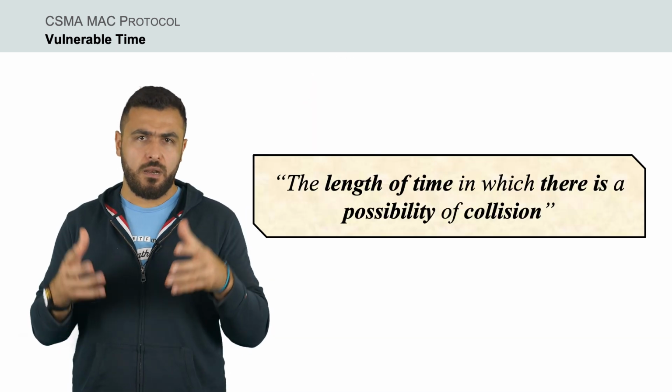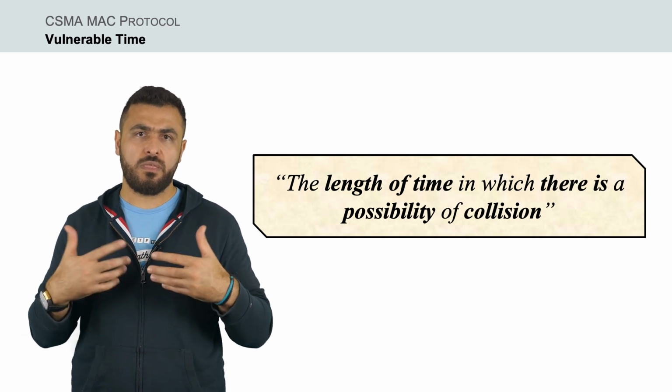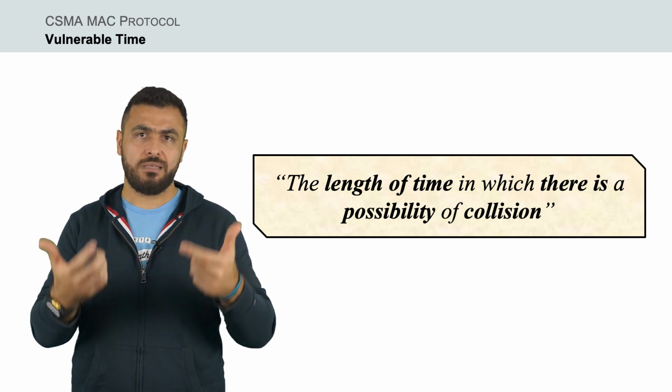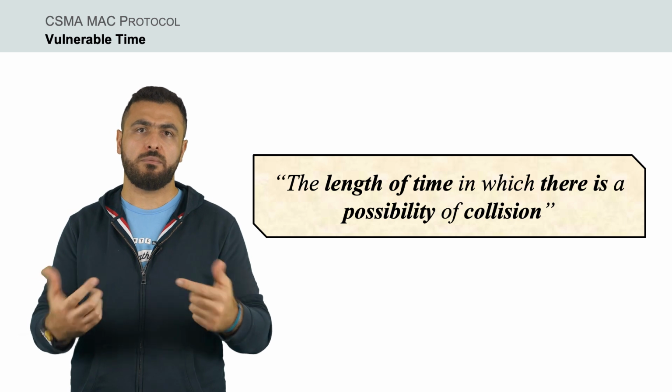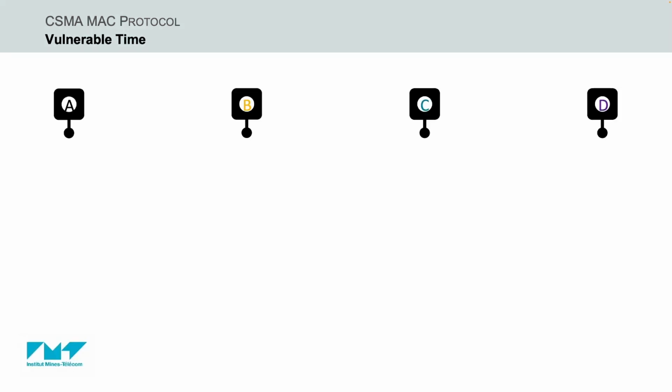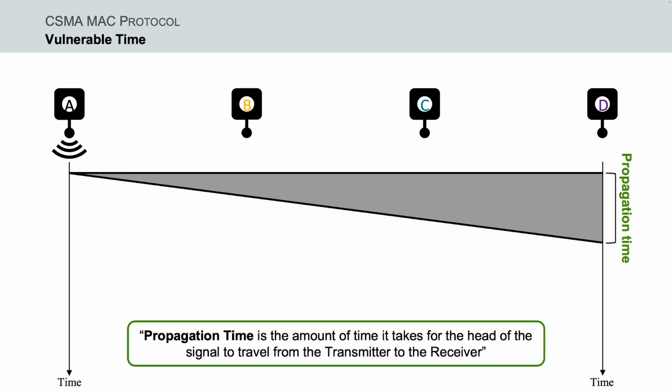Let us now have a look at the vulnerable time in CSMA. The length of time in which there is a possibility of collision is defined as the vulnerable time. Considering again the previous network example that consists of 4 nodes A, B, C, and D, the amount of time that it takes for the head of the signal to propagate from one end of the shared medium to the other is called the propagation time.